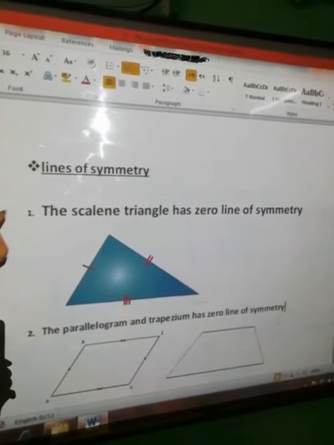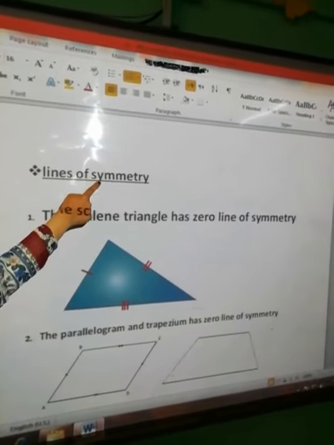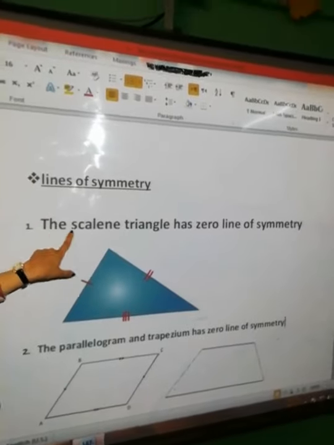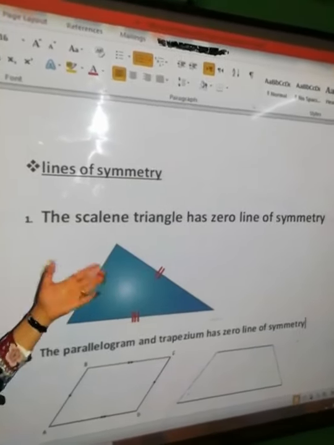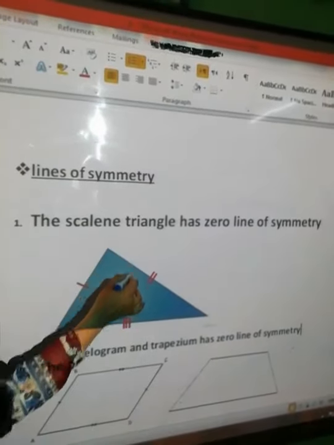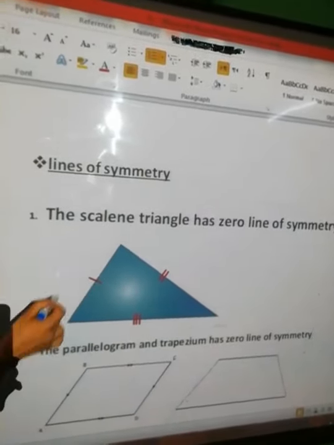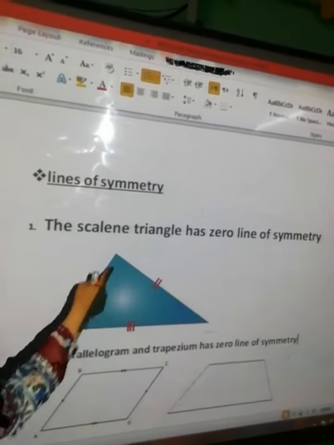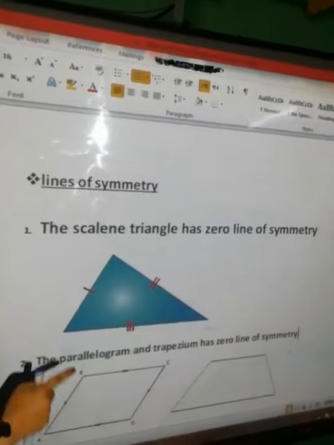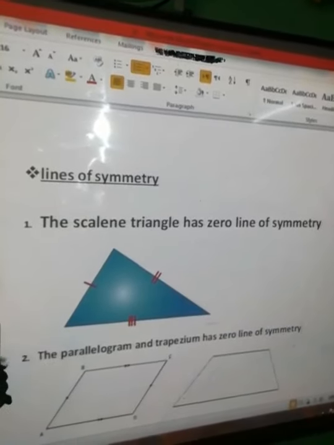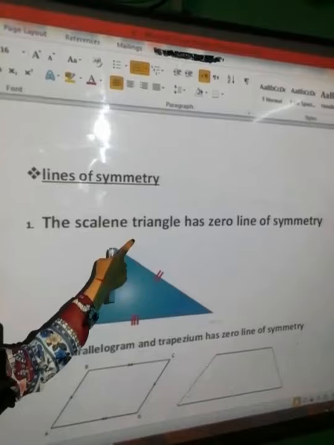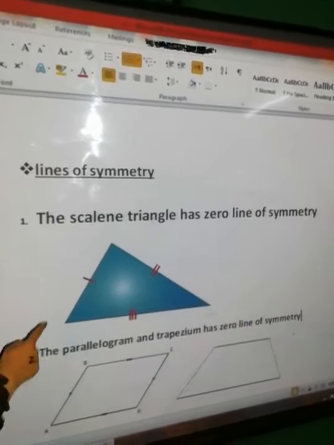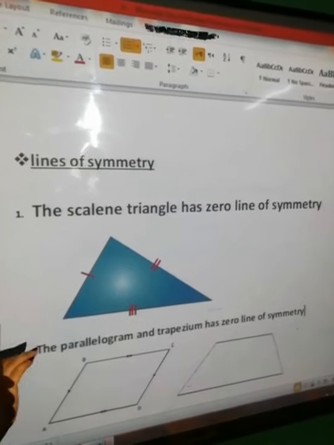Second, start to learn lines of symmetry. The first polygon, the scalene triangle. Scalene triangle, all the sides are different. Okay? All the sides are different. So, it has zero line symmetry. So, the scalene triangle has zero line of symmetry. Why? Because all the sides are different.